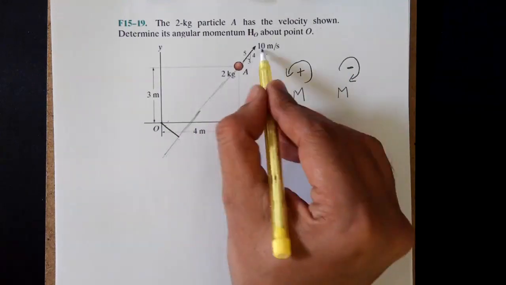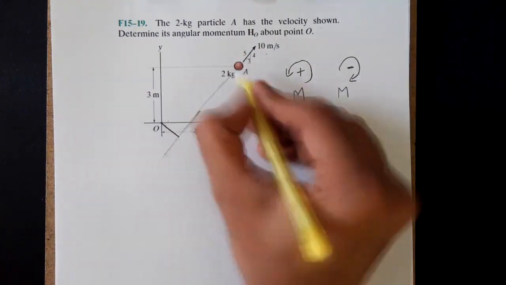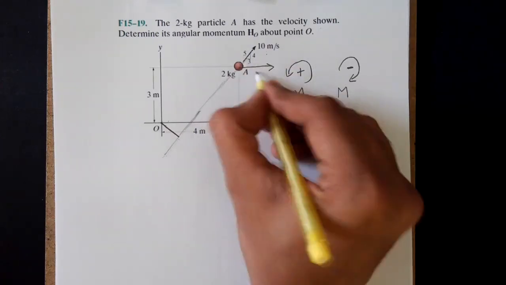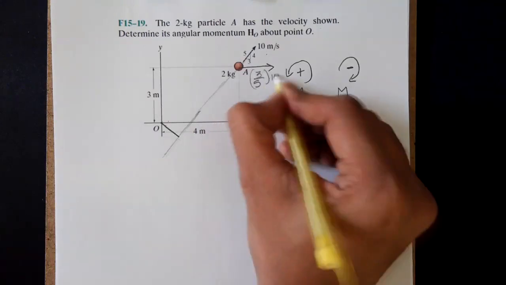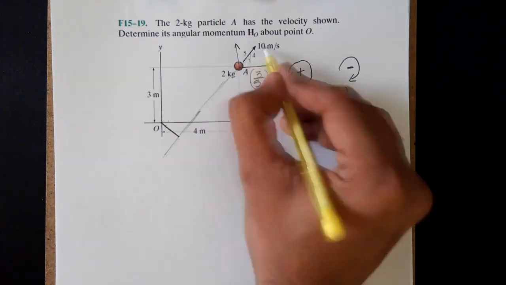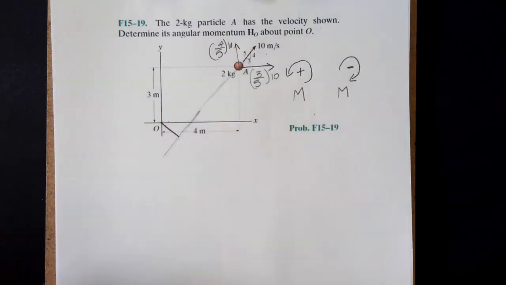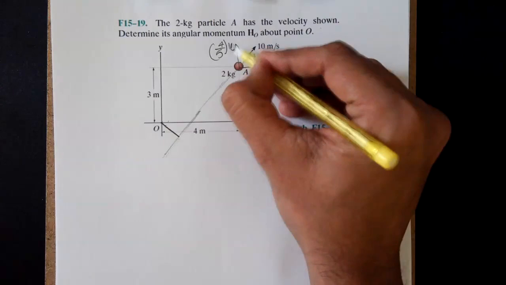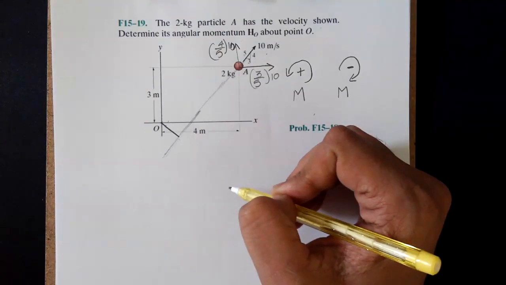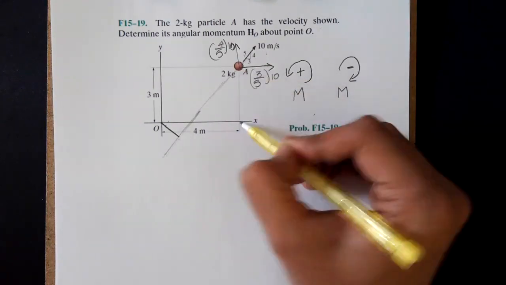And the easy way is you break down the velocity into horizontal and vertical components using the given angle information. So the horizontal component of the velocity is 3 divided by 5 multiplied by 10. And vertical component of the velocity is 4 divided by 5 multiplied by 10. And with each component of the velocity, we will use the appropriate distance while we calculate the moment. So with horizontal component of the velocity, we will consider this distance while we calculate the moment.